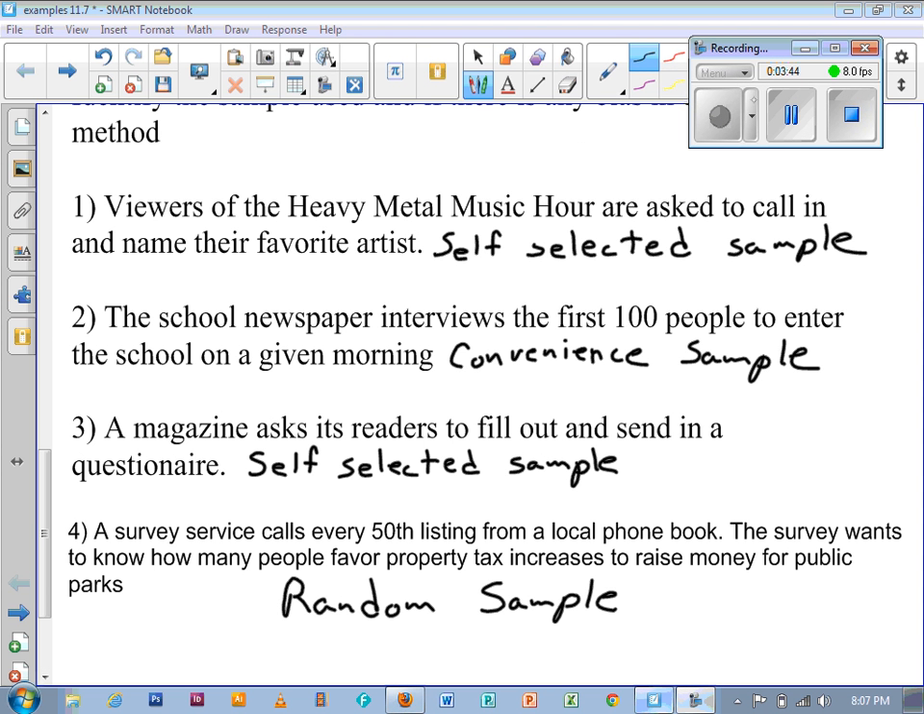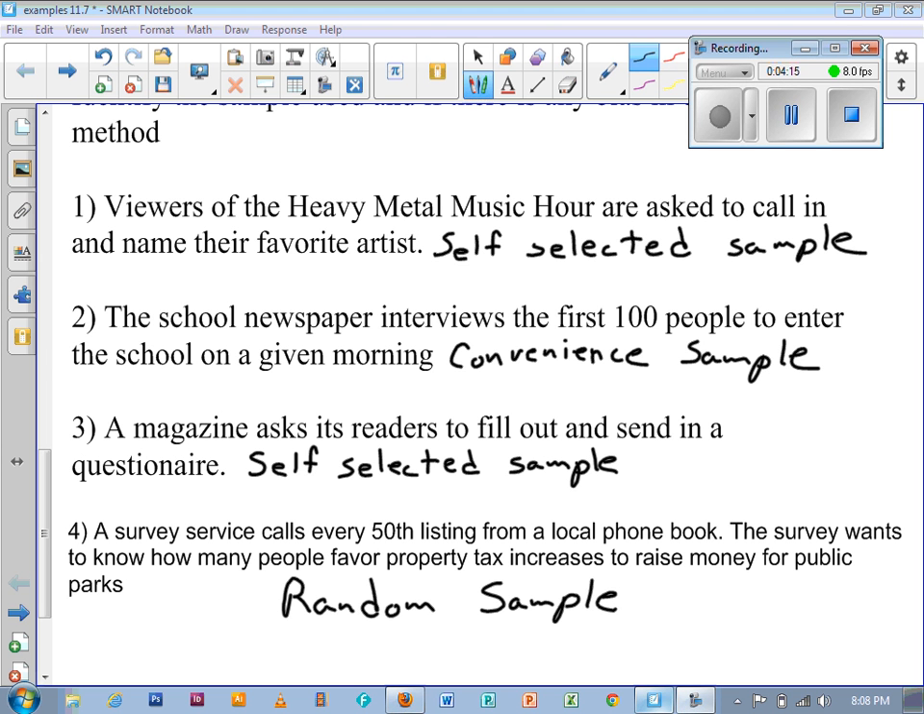Okay, welcome back. Here's, as you can see, I put the different ways in which the sample was gathered here. Number 1 says the viewers of a heavy metal music hour are asked to call in and name their favorite artist. This would be considered a self-selected sample. Somebody actually has to take action to participate. Biased on this, obviously you're just going to get the people that like heavy metal music as input, and that may bias your results depending on what you're surveying.